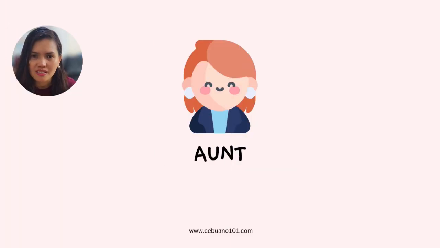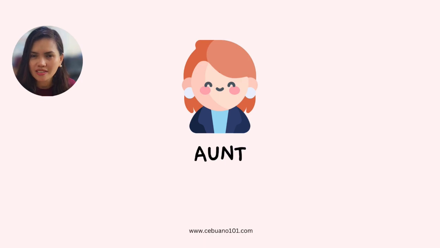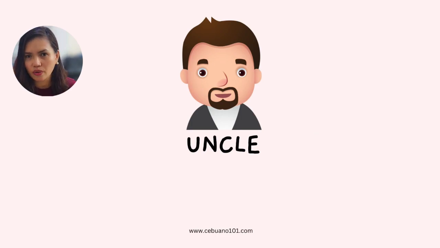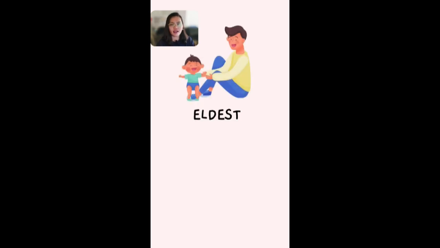Next one, what is aunt in Cebuano? Aunt: there are three ways again. Iyaan, tia, or tita. Next, what is uncle in Cebuano? Three ways also. Uyuan, tio, or tito. Okay, what is youngest? Youngest is kinamanghuran or kamanghuran. Next one, what is eldest?